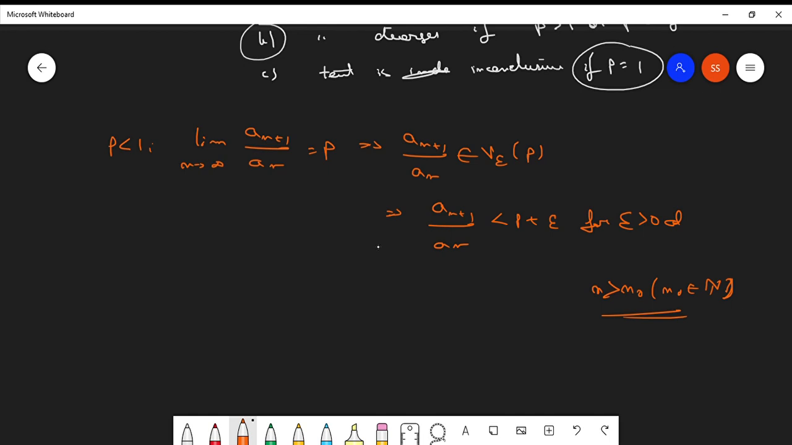This is the statement which we use during studying convergence, of course, because we are studying real sequences. So if this happens, then let p plus epsilon equal r. So we can say a_(n+1) is less than r a_n.